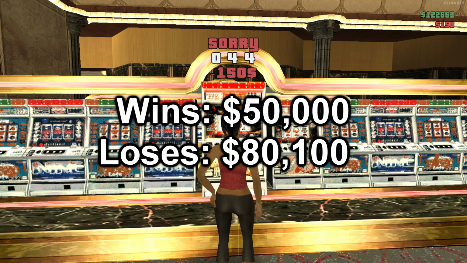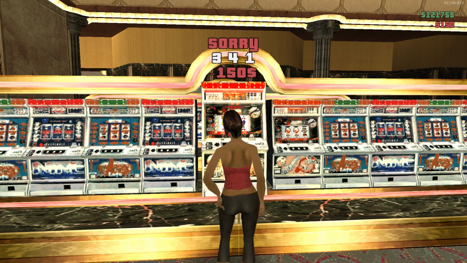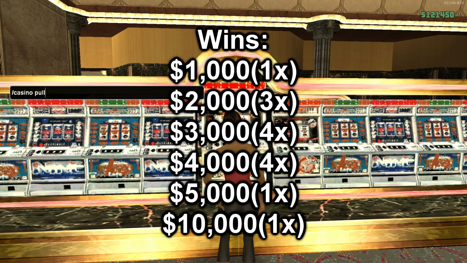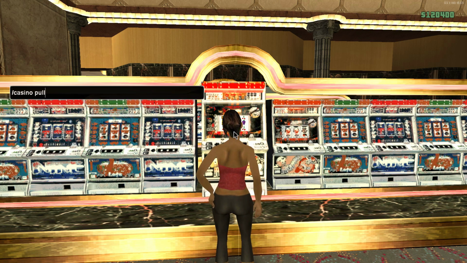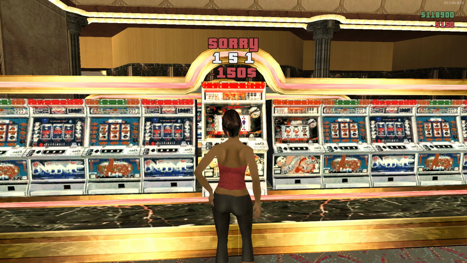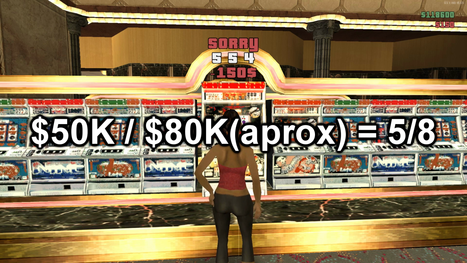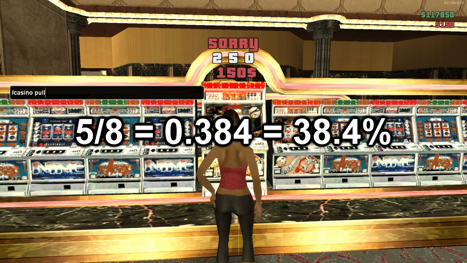After about 40 minutes of testing, I lost $80,100 and won $50,000. I won $10,000 once, $5,000 once, $4,000 four times, $3,000 also four times, $2,000 three times, and $1,000 once. The rules of the game are simple. 3 pseudo-random numbers are generated. If they're all the same, you win a different amount of money depending on the numbers. If we base it on my experiment, the win-lose ratio is 5:8. Or, in other words, your likelihood of winning, according to my experiment, is 38.4%.